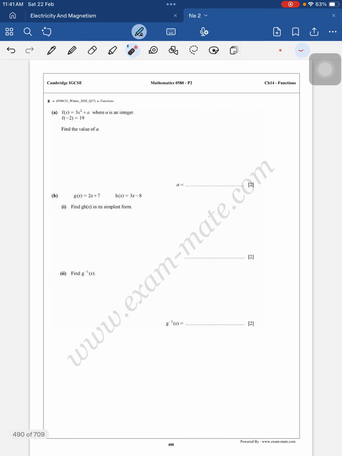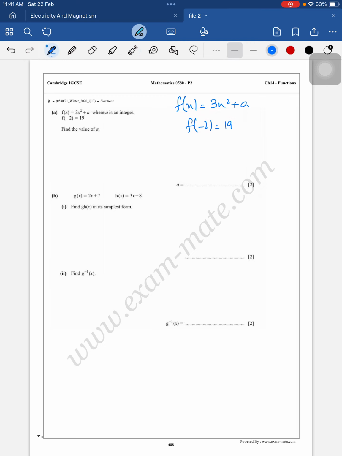Okay, question number 8. f(x) is equal to 3x squared plus a, f(minus 2) is equal to 19. We are given the function f of x is equal to 3x squared plus a. And the second thing which I am given is f(minus 2) is equal to 19, and find the value of a. So first I need to work on this part.